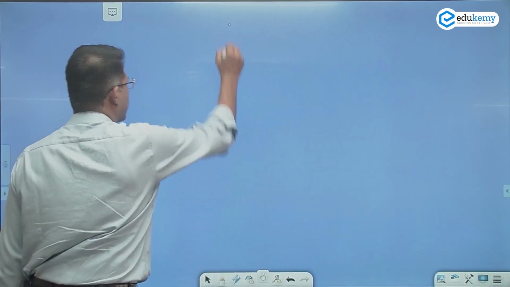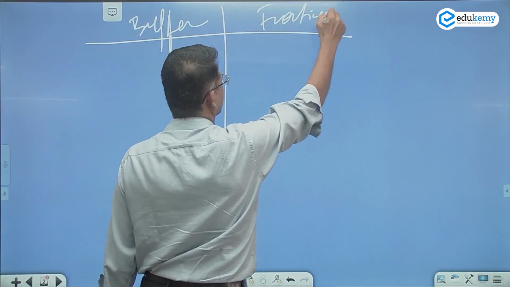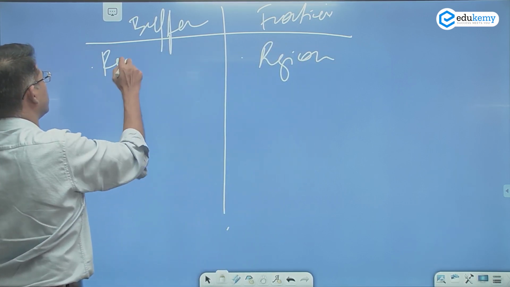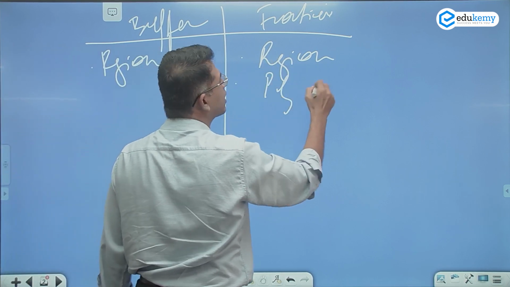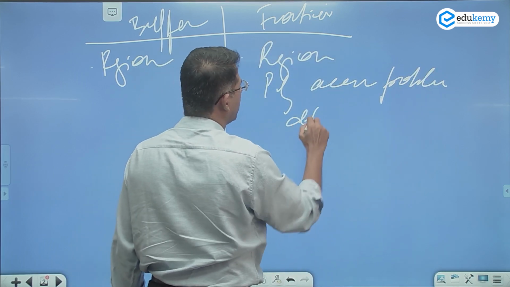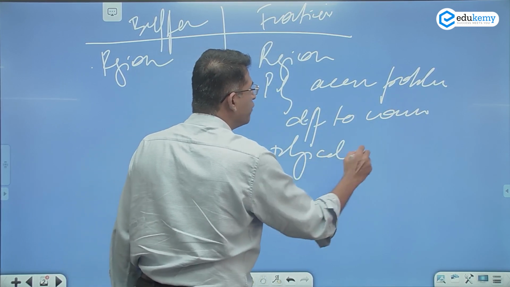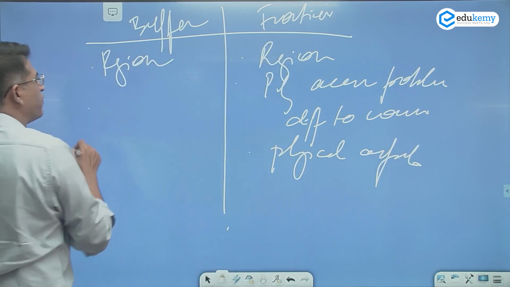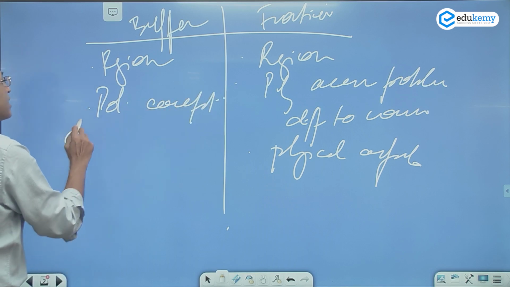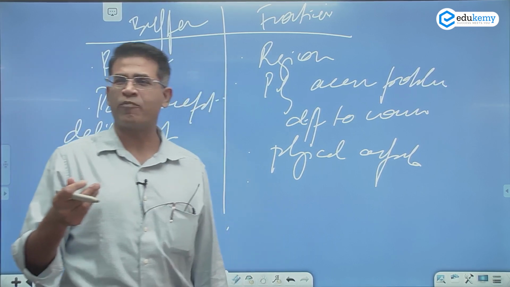So if I make a list of what is a buffer area and what is a frontier. So a frontier is a region. This also is a region. A frontier is because of physical accessibility problems. There are areas which are difficult to cross. Therefore, this concept is basically a concept related to physical aspects. Whereas a buffer is more of a political concept. The buffer zone is deliberately created. It is deliberately created. Frontier आप create नहीं करते हो, frontier होता है.